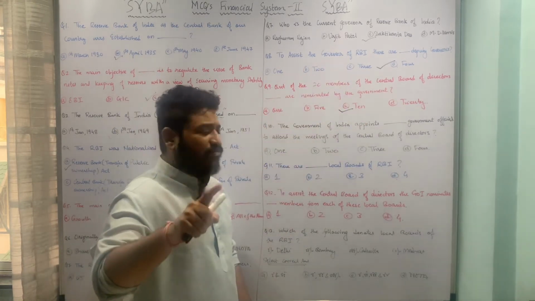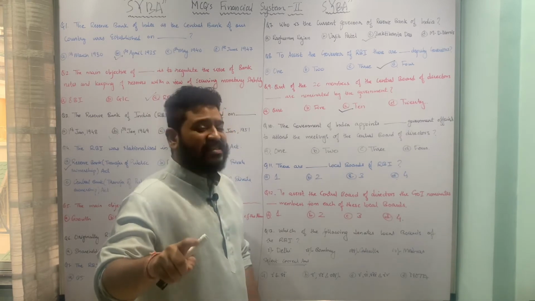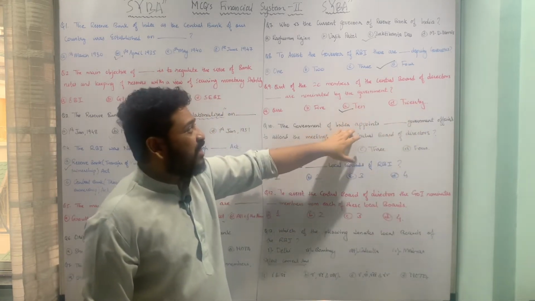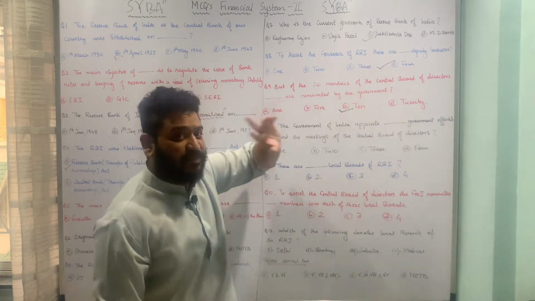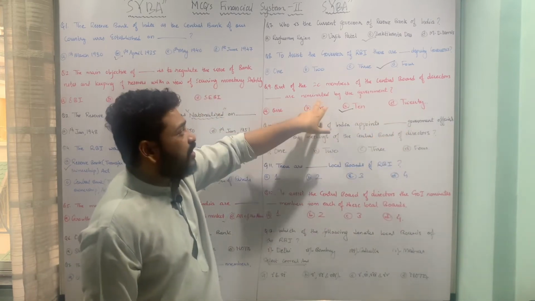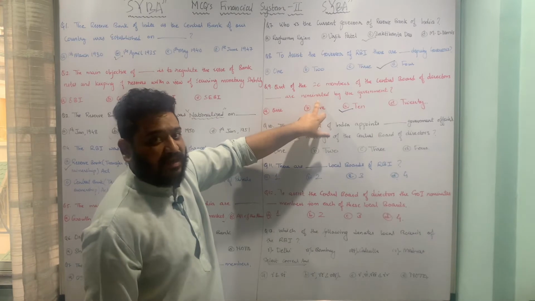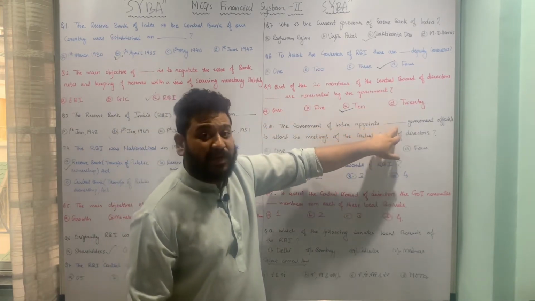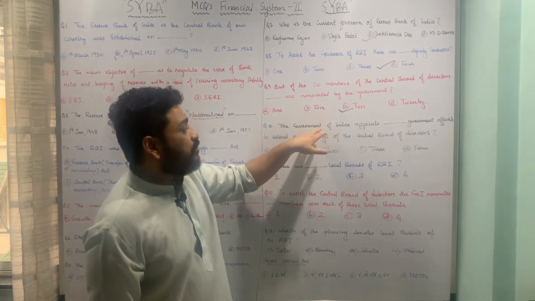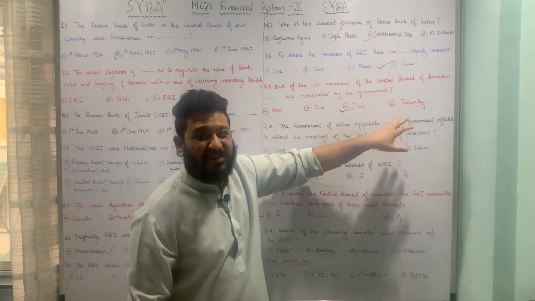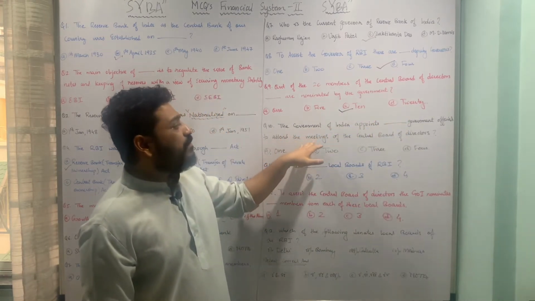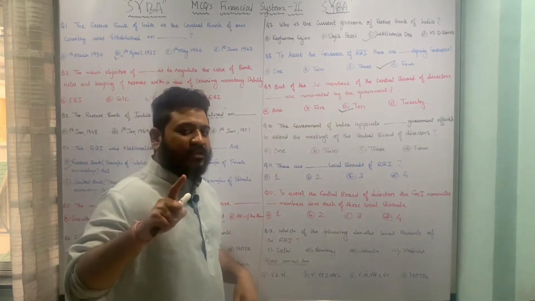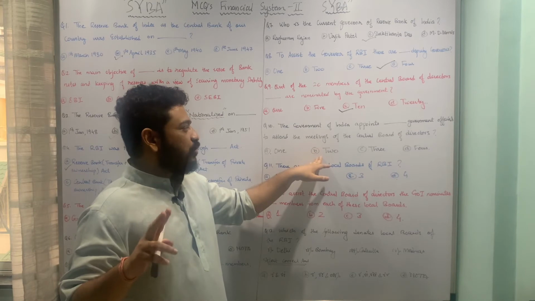The government of India appoints dash government officials. It appoints dash government officials. Please pay attention to words. Here I am saying nominated by the government. Here I am saying appointed by the government. Okay, and that to a government official. So the government of India appoints dash government officials to attend the meetings of Central Board of Directors, and the underlying options are option 1 is 1, option 2 is 2.